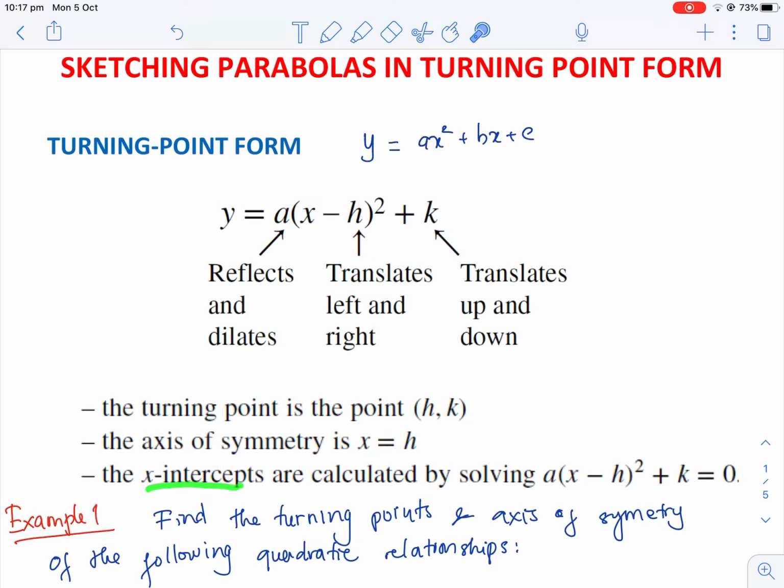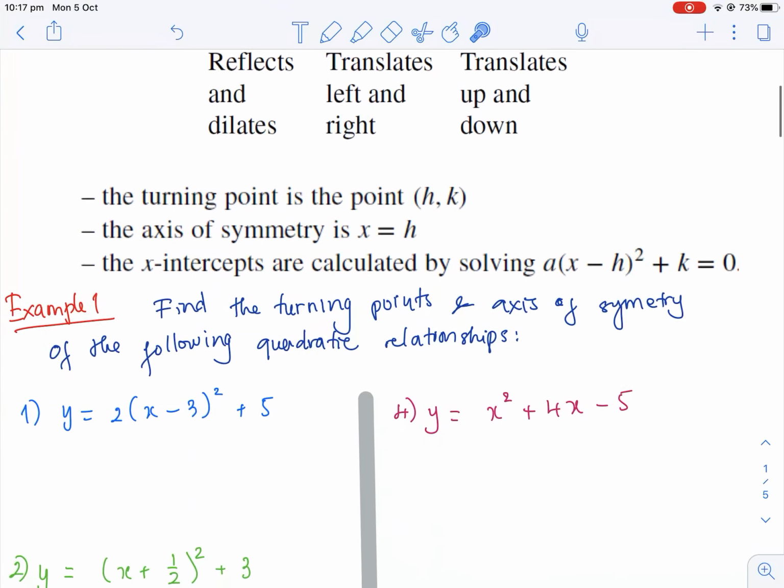And our x-intercepts are calculated by solving this equation equals 0, because the x-intercept is where y equals 0. So what you do is substitute 0 for y and solve this equation to find the x-intercepts. Alright, let's check out how to find the turning point with some examples.